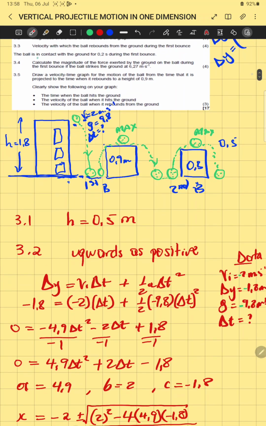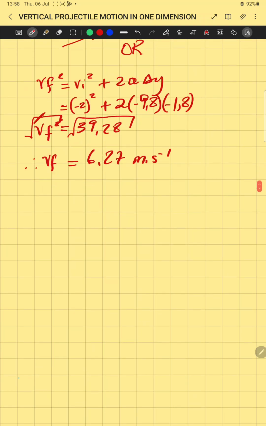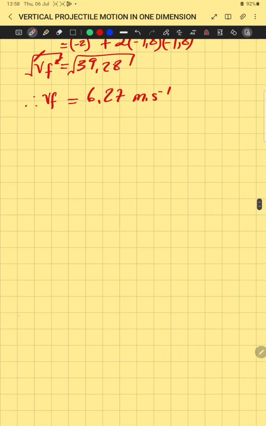We have chosen upwards as positive, and this ball is going down. This ball is going down. So that means this final velocity will be negative because it's actually opposing the direction. So that means this one is going to be negative because of the direction. And now we begin to use the first equation. So this is the first equation, then we just substitute.